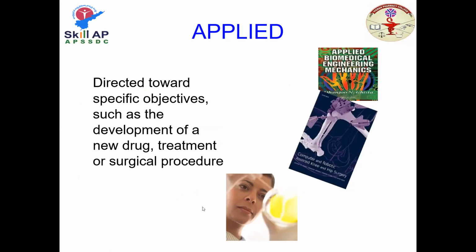Applied is nothing but, take one example of diabetes. What is meant by diabetes? There are two kinds of diabetes, type 1 and type 2. In type 1 diabetes, our pancreatic beta cells have been destroyed because of autoimmunity, whereas type 2 is because of insulin resistance. Scientists have identified that insulin plays a crucial role in glucose uptake by the cells. This is basic research.